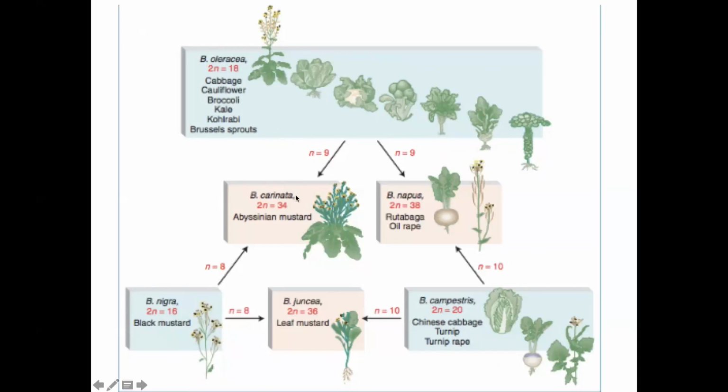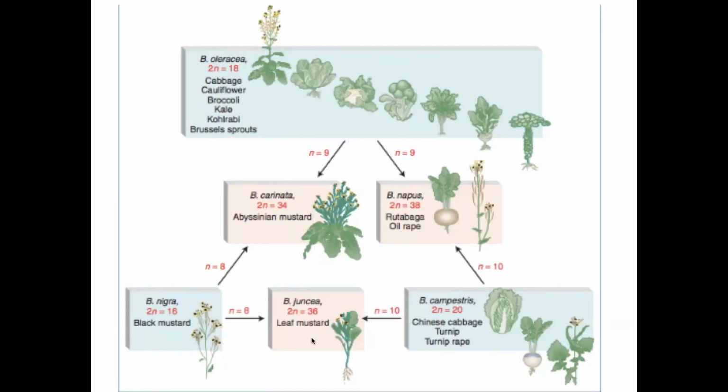And then the last one is the juncea, a haploid of 8 from Brassica nigra, a haploid of 10 from campestris. Combine that, that's 18 in the hybrid derivative, the sterile derivative. And then you get a chromosome doubling to 36, which would restore fertility and create the new species, the new allopolyploid derivative, which is the Brassica juncea.